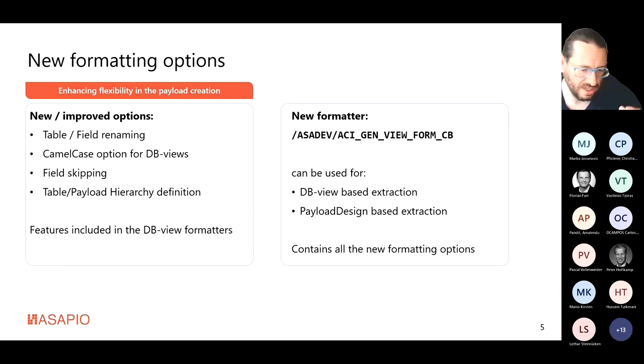As you might know, the format always tries to structure the JSON and make subobjects of the different subtables. This now gives you control over on which level each subsection should occur. And these options are included in all the database view-based formatters. So far, we had quite a few for the different connectors. There were different formatters.